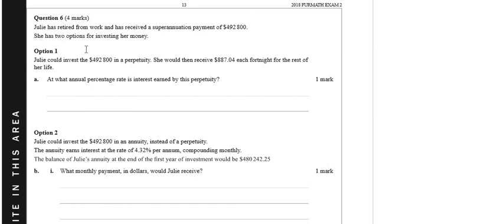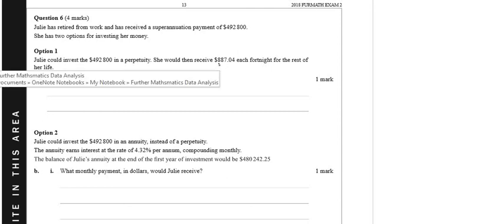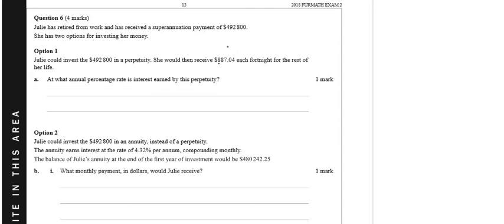Now let's look at the next question over here. So Julie has retired from work and has received a superannuation payment of 492,800. Okay, so there are 2 options for her investment, option 1 and option 2 over here. Now, option 1, she could invest this in a perpetuity and she will receive this amount each fortnight for the rest of her life. So the amount of money she receives per fortnight is fixed. And if we have a fixed value, then we know that there's a common difference between them. So we're implying over here that we need to use the simple interest equation, or this is an arithmetic sequence.